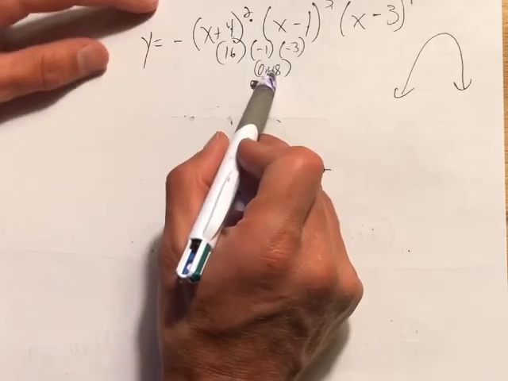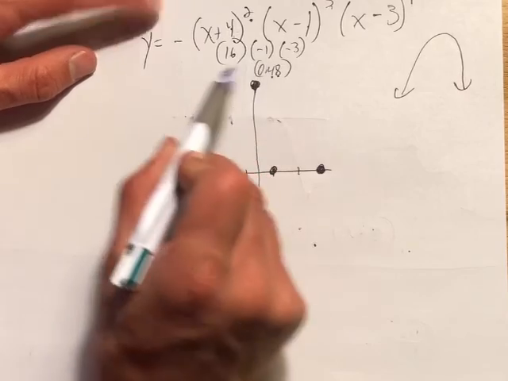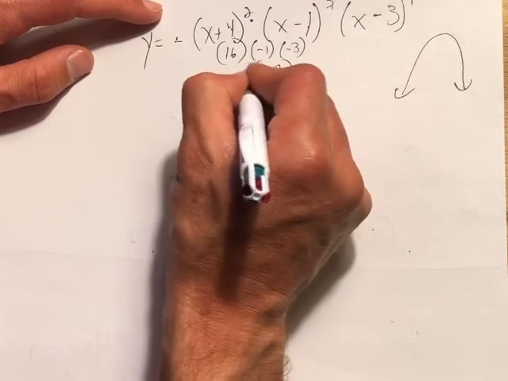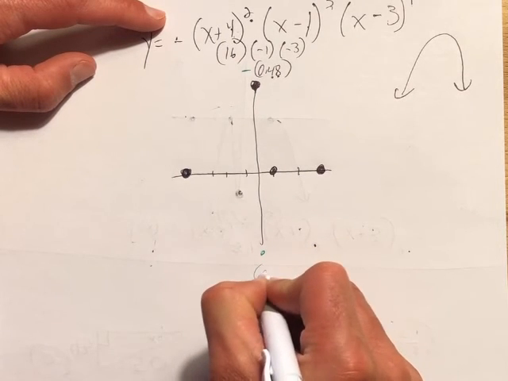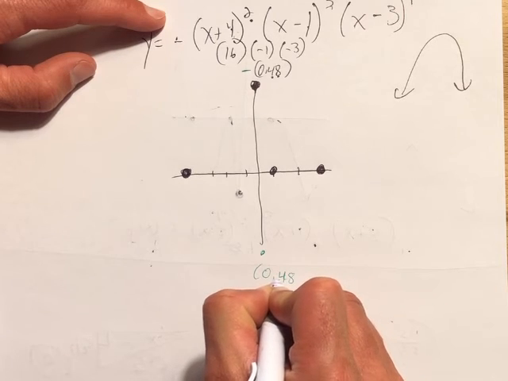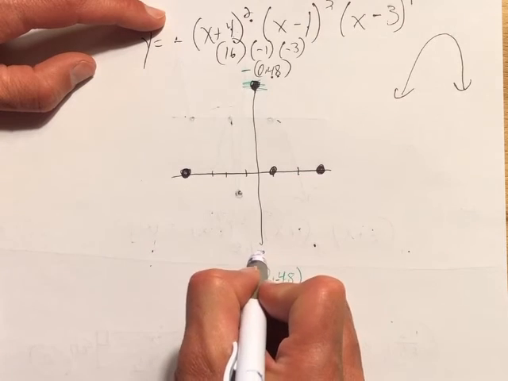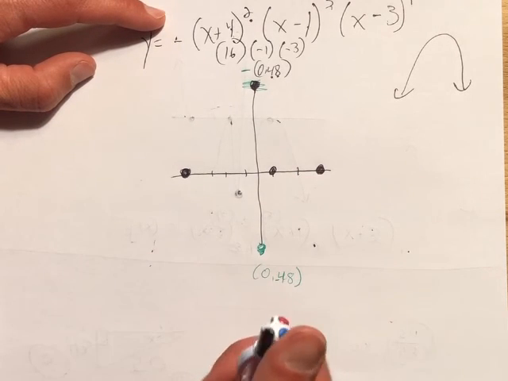So this is normally going to be 0, comma 48, but see this minus sign? This makes it a negative 48. So it's not going to be up here, it's down here.